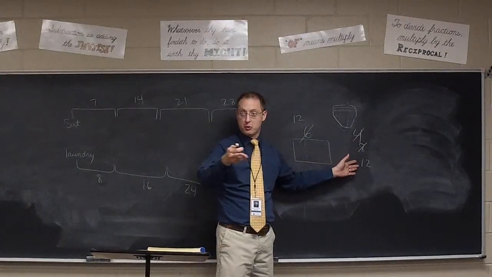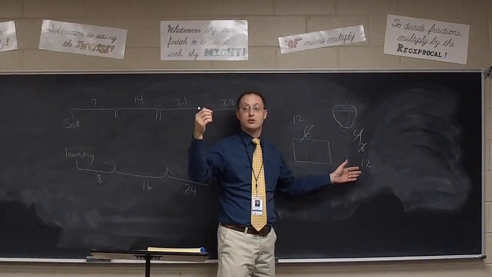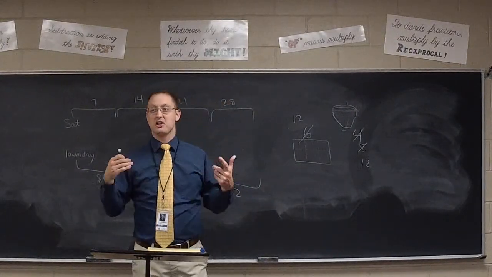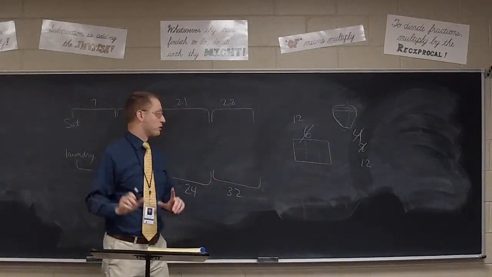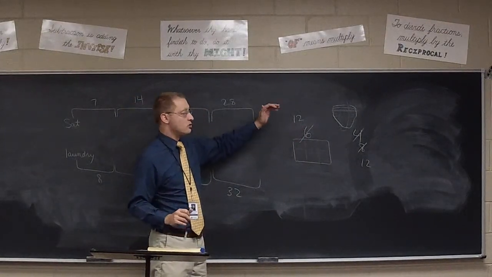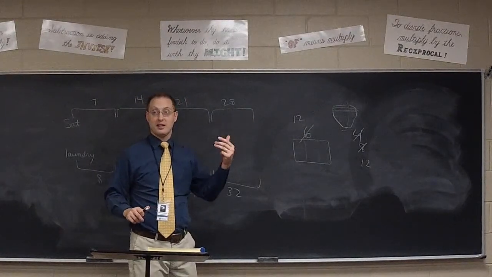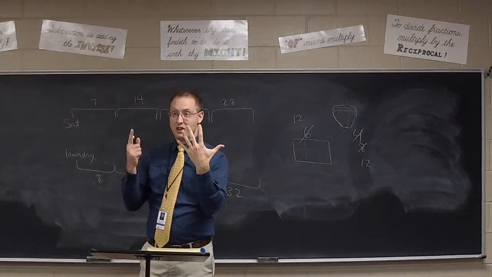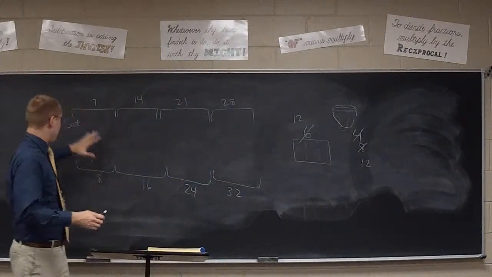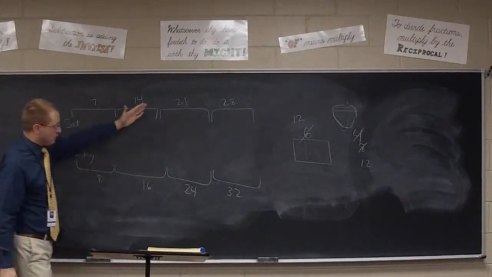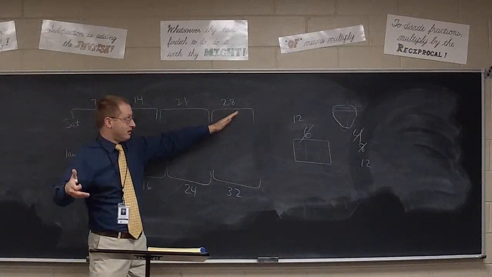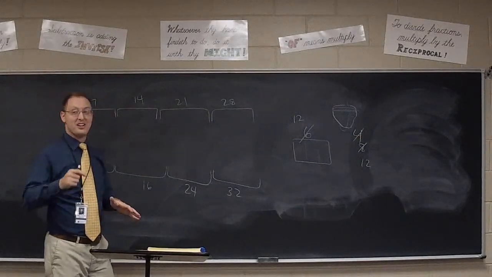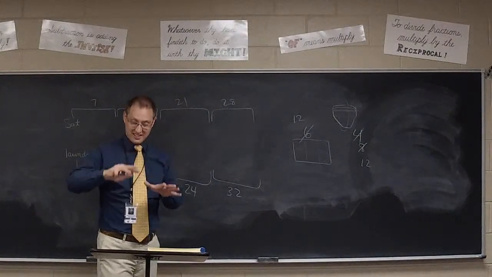What would be the next multiple of 4, class? 16. 20, 24, 28, 32, 36, and so forth, right? Multiples of 6. 6, 12, 18, 24, 30, 36, and so forth, right? Even here, multiples of 7. 7, 14, 21, 28, 35, 42, 49, 56, and so forth.